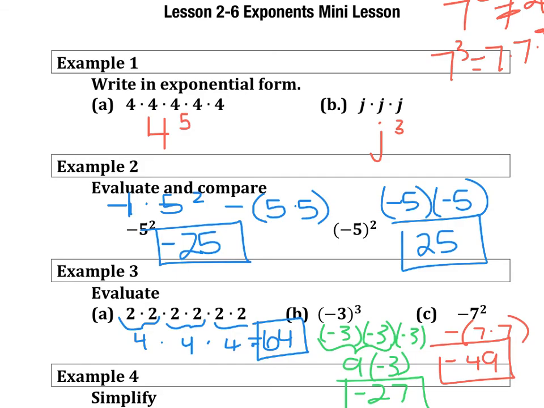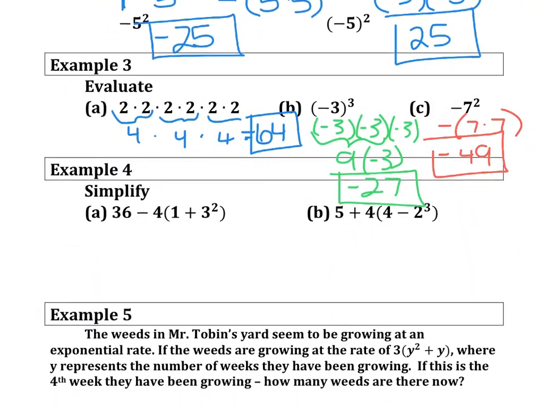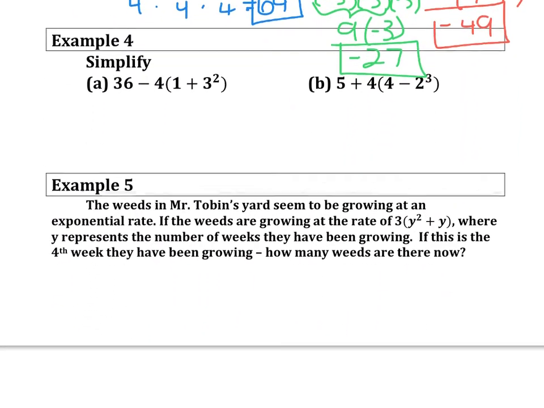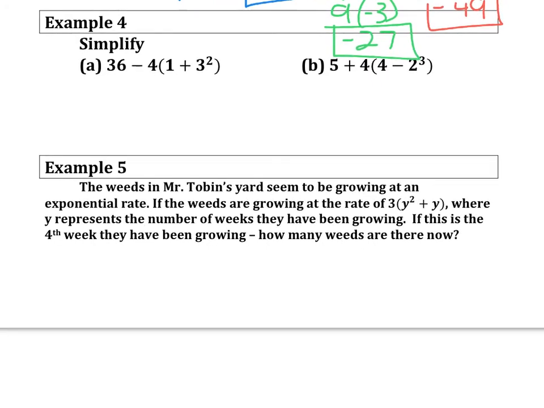Now if we go down to example 4, you'll notice that we actually have some expressions here that we're going to have to simplify. And again, we never want PEMDAS to leave our brains. We need to keep that in mind always. So that certainly applies in this case. We have 36 minus 4 times the quantity 1 plus 3 squared. So automatically our eyes are drawn to the parentheses. That should be our first operation. However, we see that we aren't simplified within there. So we need to first evaluate the exponent because we follow PEMDAS within the parentheses.